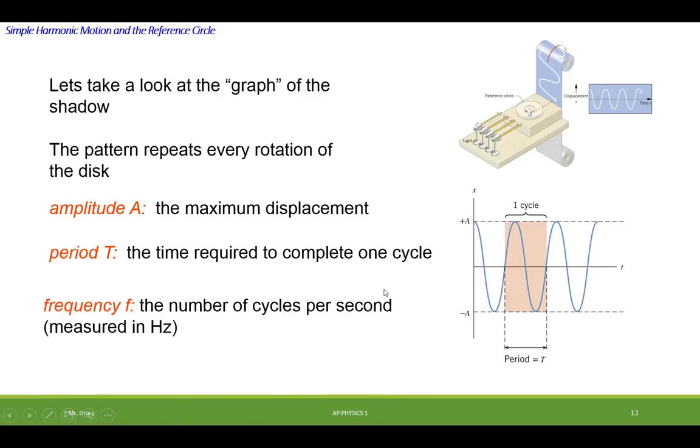Frequency, on the other hand, is the number of cycles that happen per second, and that's measured in hertz. And hertz is just a fancy name for 1/seconds. So frequency and period are reciprocals of each other.